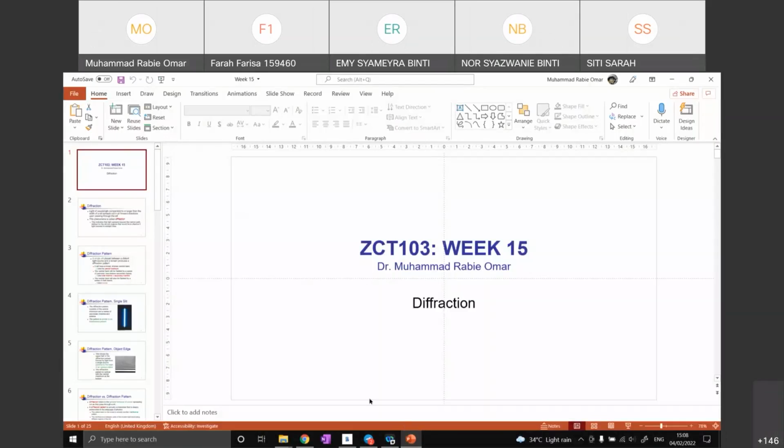Dealing with diffraction. Diffraction is something similar to light interference. As you remember, Friday, I've been doing a lot of analysis on light interference. So basically, the idea is you have multiple light rays that are interfering with each other. When you combine two or more waves together, the amplitude will change.